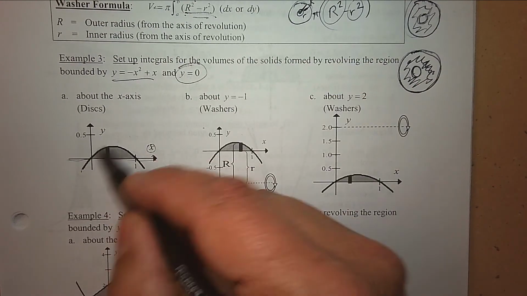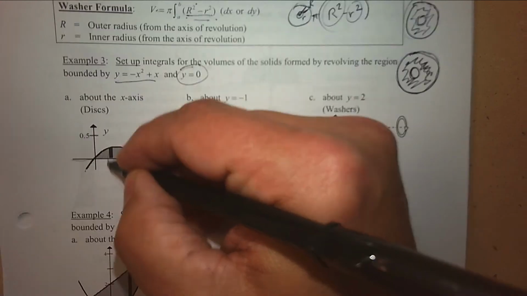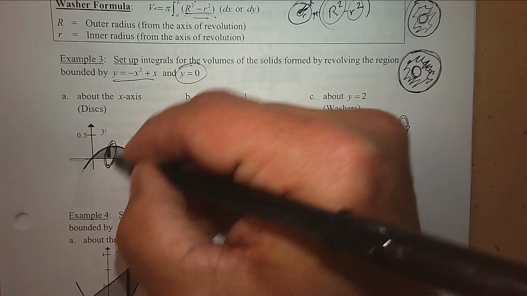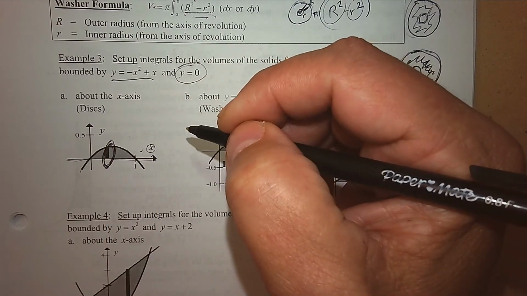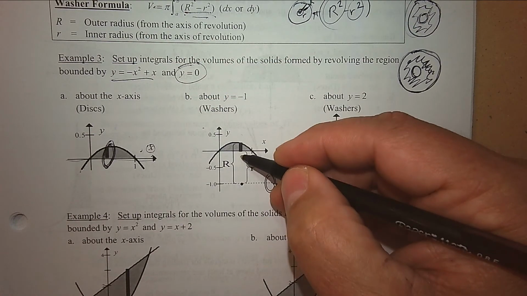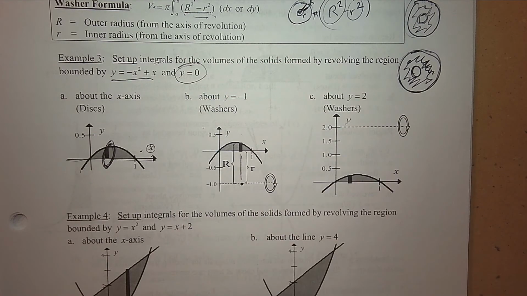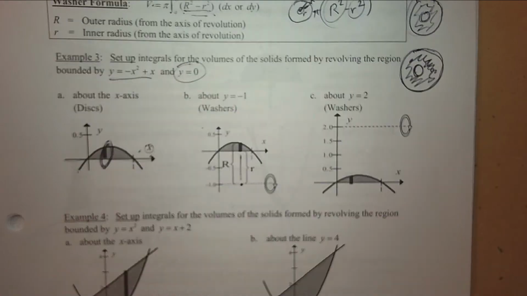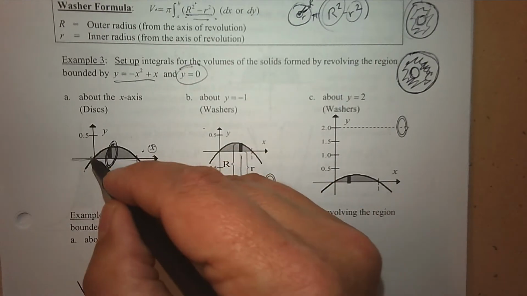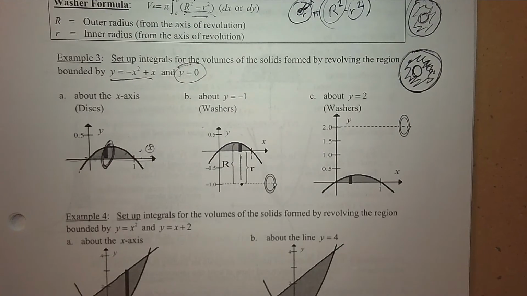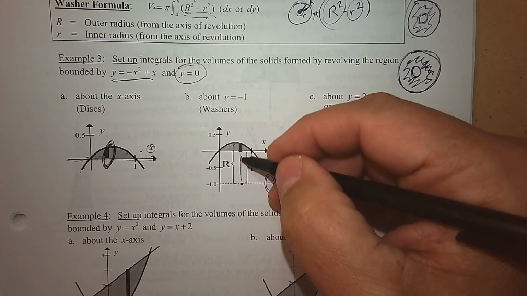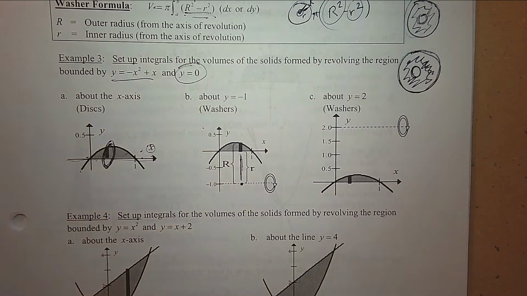And then the parabola. I want you to notice that if you revolve here, this would not create a washer, but would create a disk. The washer is when there's a space between the region and what you're revolving around. If you're revolving around a line and it's right up against that line and you revolve it, it's solid. If there's a gap between what you're revolving around, when you revolve, it's going to create a hole with that gap.